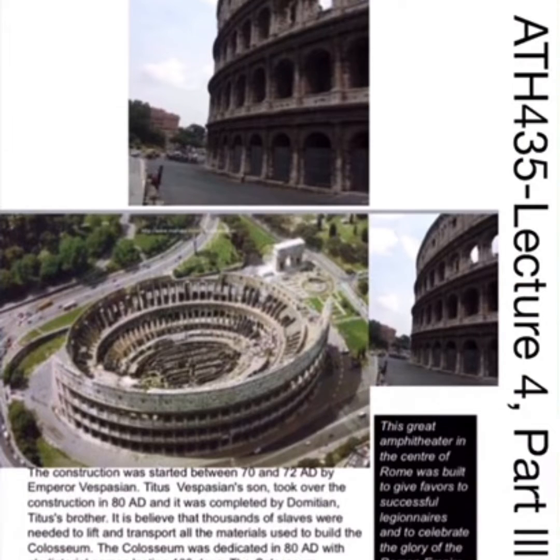So this is part 3 of lecture number 4, ATH 435. We are now discussing the architecture in Roman art called the Colosseum, built between 70 to 80 AD. The other name for Colosseum is the Flavian Amphitheater. Ini adalah bahagian ketiga daripada kuliah nombor 4. Sekarang kita akan berbincang tentang seni bina Romawi, dalam seni Romawi bernama Colosseum. Dibina sekitar tahun 70 hingga 80 tahun Masihi. Nama lainnya adalah Flavian Amphitheater.